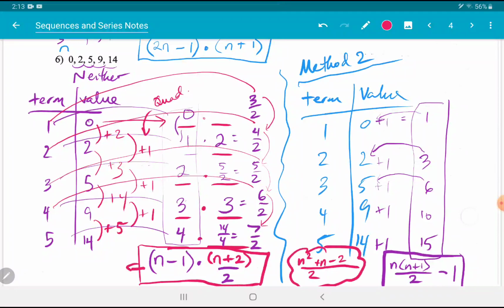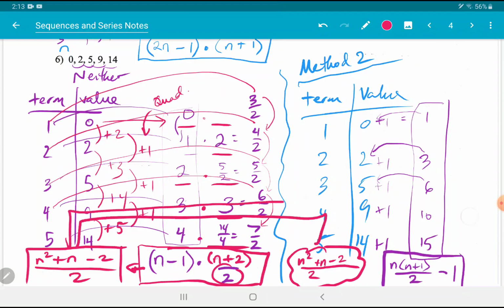Well, what happens when we simplify this case? Let's see. FOIL this. N times n is n squared. N times 2n is 2n. Negative 1 times n is minus n. So 2n minus n gives us n. And then minus 2. All over, common denominator of 2. Look at that. Same exact formula.